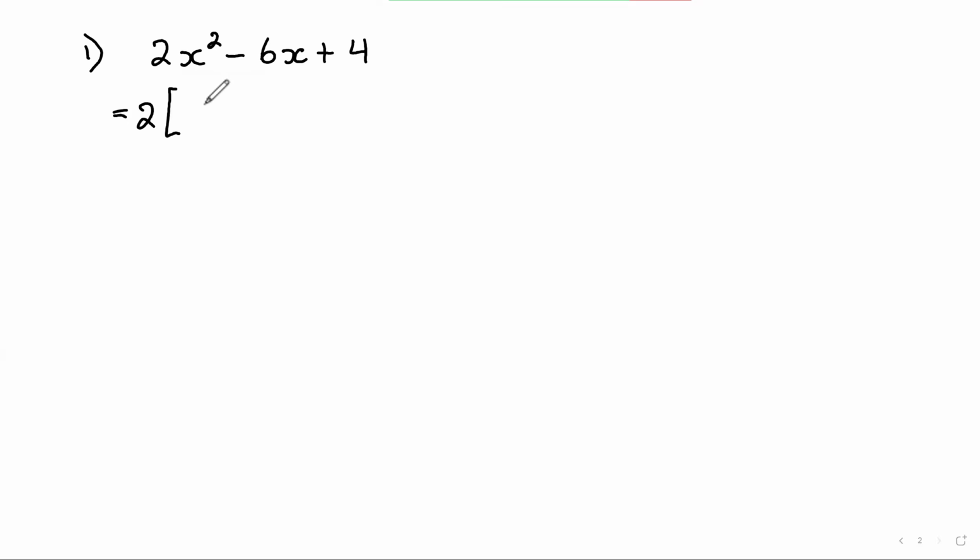So 2 into 2x squared is x squared, and 2 into minus 6x is minus 3x. And then I close my square brackets. I put the plus 4 on the outside, because really and truly, the completing the square form has to do with those two terms, the x squared and the x term, right?